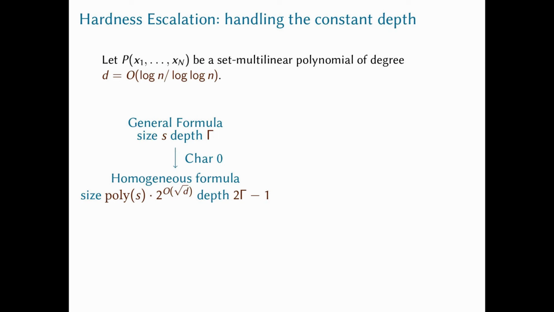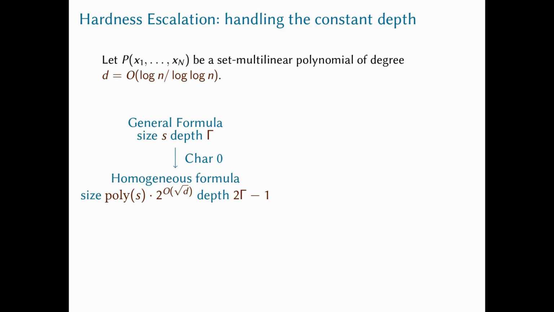In fact, we showed that we can transform a formula F of depth gamma, computing a polynomial which is set multilinear, by homogenizing this formula in depth 2 gamma minus 1. If gamma is constant, 2 gamma minus 1 is still constant. And the blow-up in the size is just exponential in d. This transformation needs characteristic 0. In fact, it was already known for depth 3. It used Nisan identities. And so we just show that we can generalize this result for any constant depth.